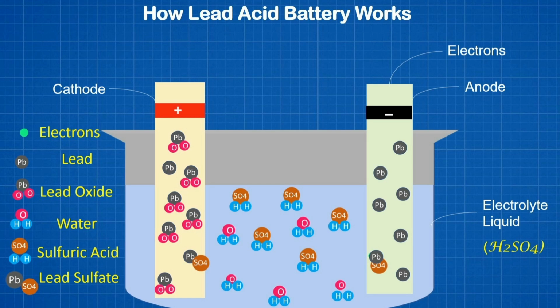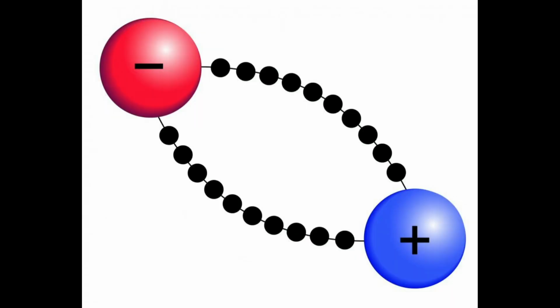On the anode side, sulfate joins the lead and makes lead sulfate. Here on the anode side, two free electrons are produced. In this situation, the anode side is negatively charged as compared to the cathode side. This creates the pressure difference between anode and cathode.